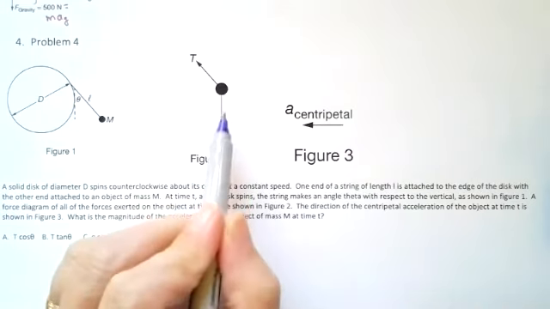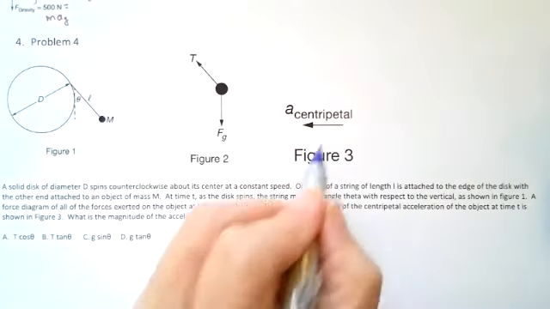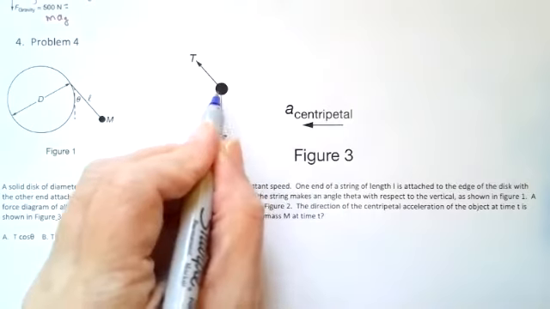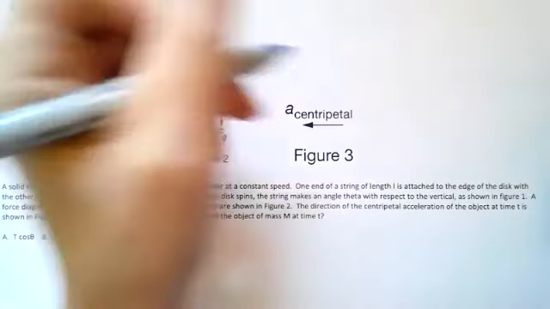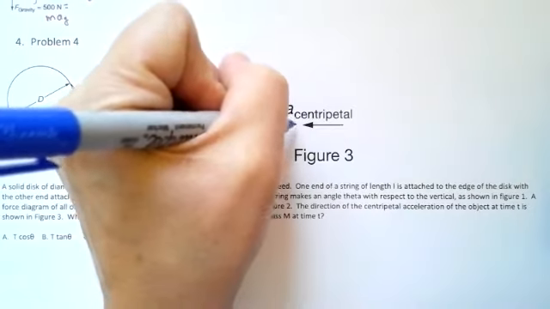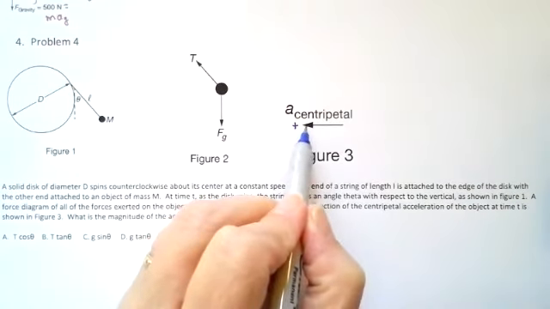Okay, so here's my ball, and I've got the force of gravity, and I've got tension. They already give me my free body diagram. And they're saying this is the direction of the centripetal acceleration. Well, right now, it doesn't look like I have any vectors going in the direction of centripetal acceleration. But remember, when we have vectors that are not on our coordinate system, in this case we'll call this positive, we have to resolve them.